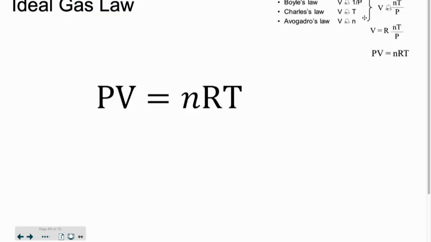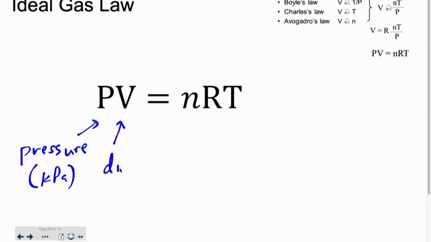The ideal gas law. The ideal gas law can be easily derived by looking at Boyle's law, Charles' law, and Avogadro's law. The ideal gas law is PV equals nRT, where P is pressure, and this is in kilopascals, V is your volume in decimeters cubed, n is the number of moles.